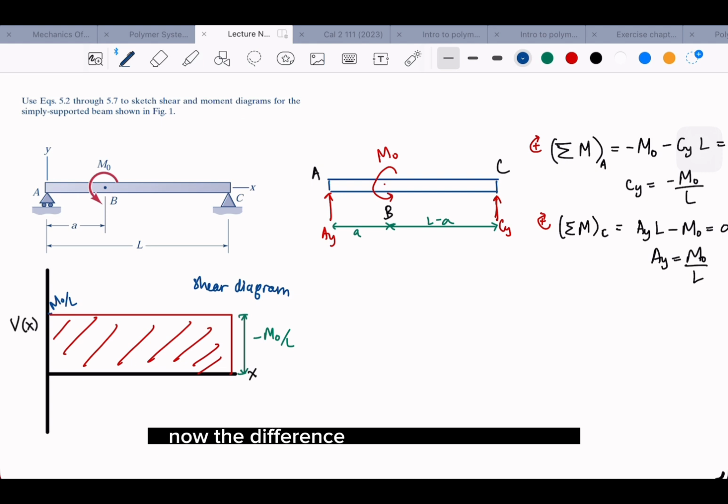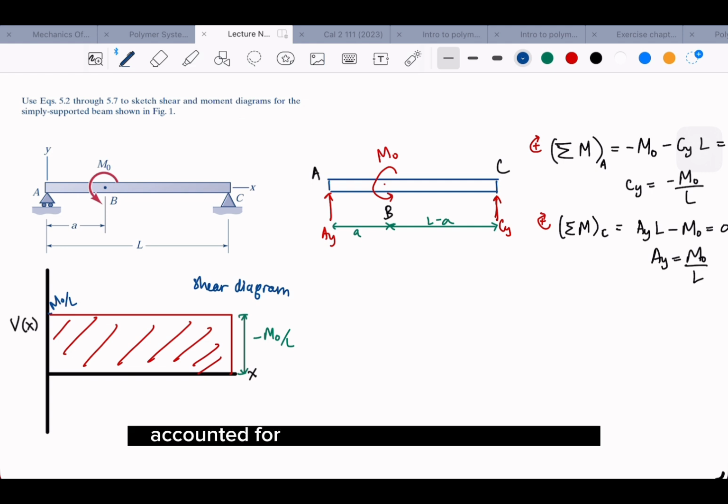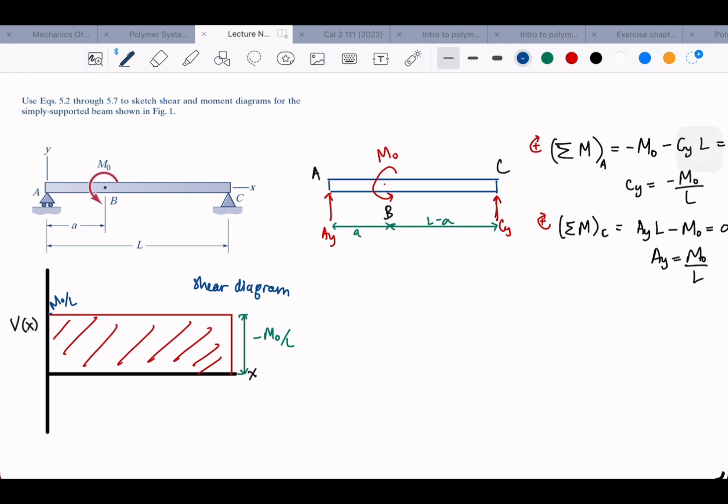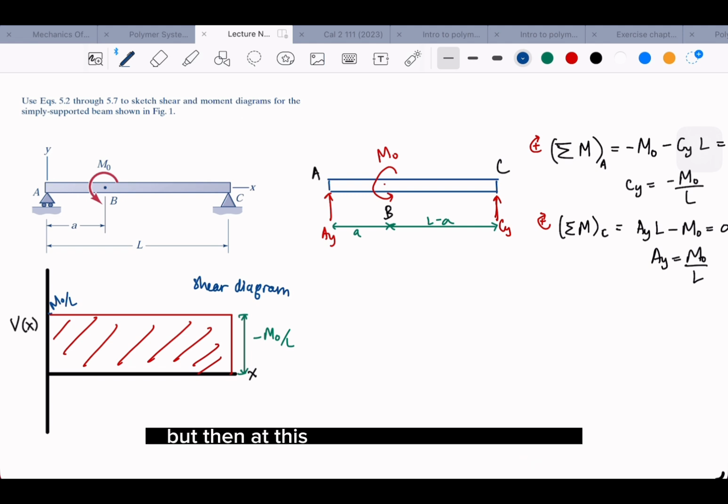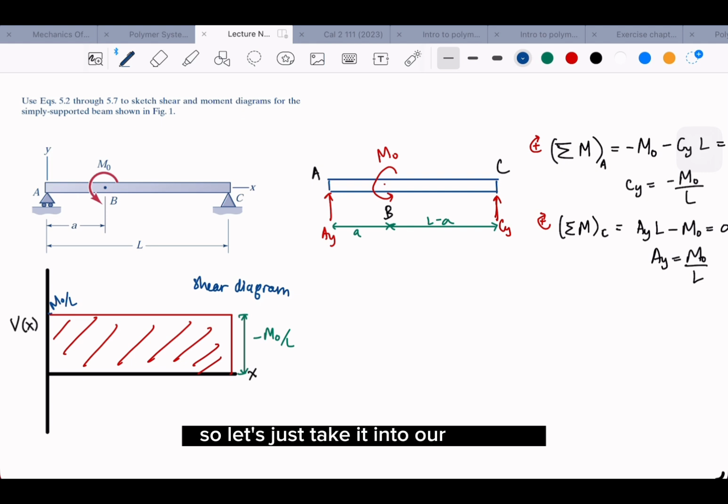Okay. Now the difference will be on the moment diagram, because we have an additional moment that needs to be accounted for when we compute the moment. Okay. So we have a constant slope, right? Positive, so it's supposed to be going up. But then at this B, it has an additional moment that we need to count here. Okay, so let's just take it into our diagram.